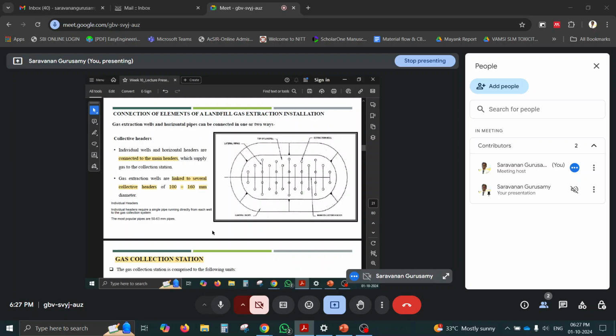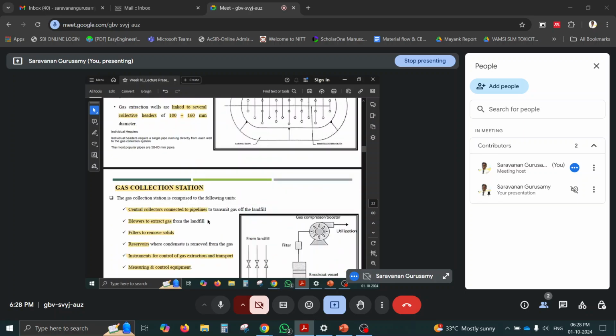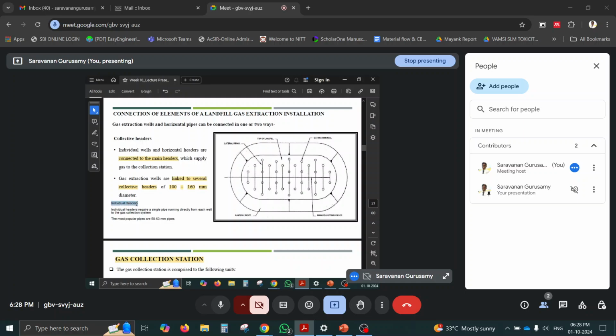And then the collection head. Initially we discussed the collection well, landfill pipe, gas collection pipes, and then the gas collection system. Now for the gas collection head, we have two types: one is the individual head, another one is the collective head. In an individual head, there is a single pipe for each well that is finally taken to the gas collection system. In the collective head, all the wells are connected to a single straight pipe, and they are interconnected. That's called the collective head.